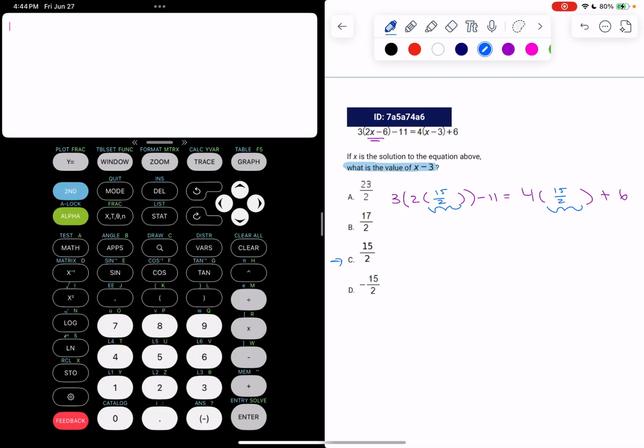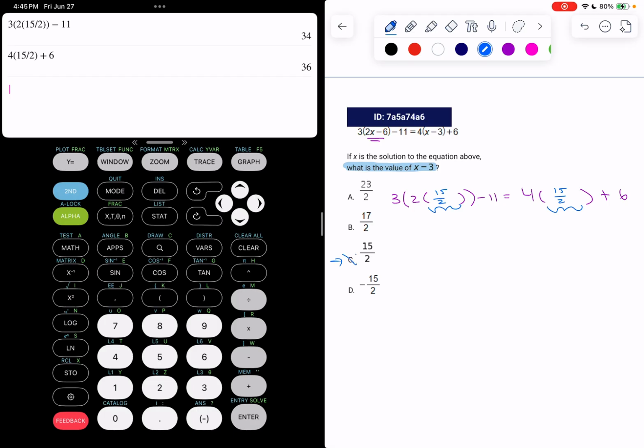So notice I can plug in for an expression, not just a single variable. So I'm going to put my little parentheses here. I'm going to have in my parentheses 15 over 2. That's my little fraction guy. I'm going to close a couple of parentheses here, minus 11. Hit enter. Okay, I got 34. Now for this other guy, I'm going to go 15 over 2 plus 6. See what I get? 36, not my guy.